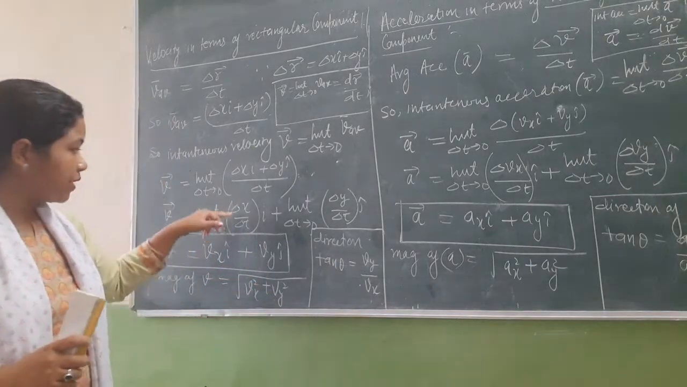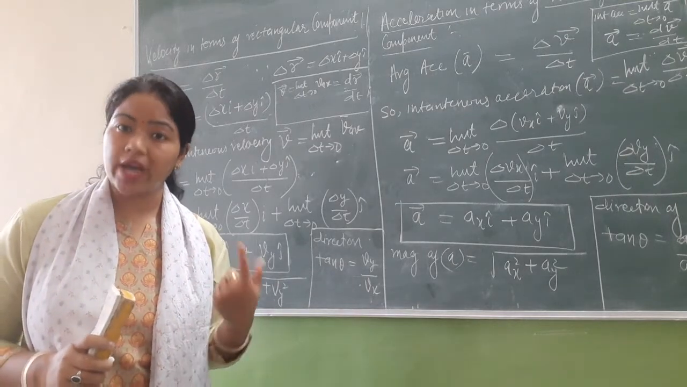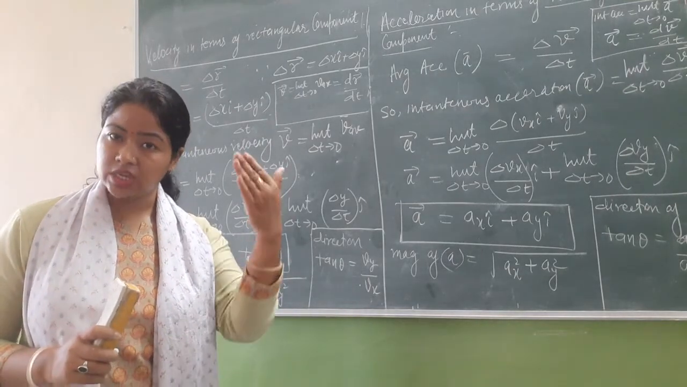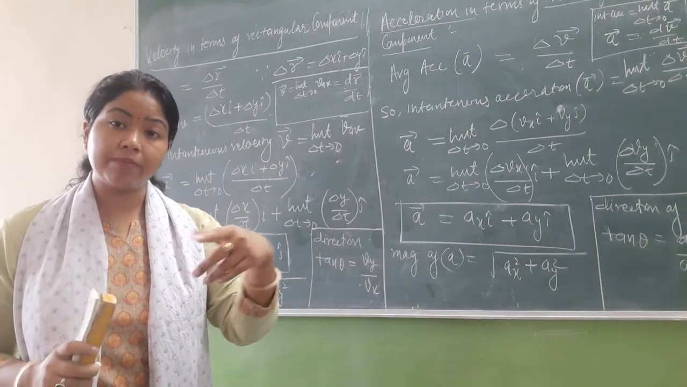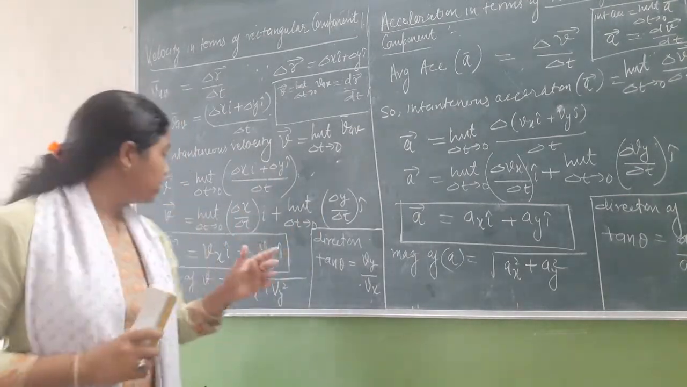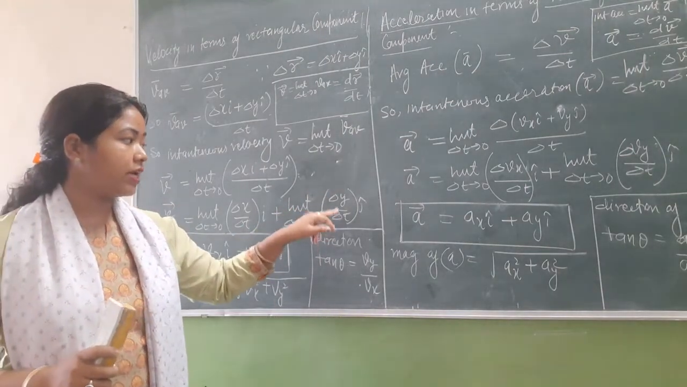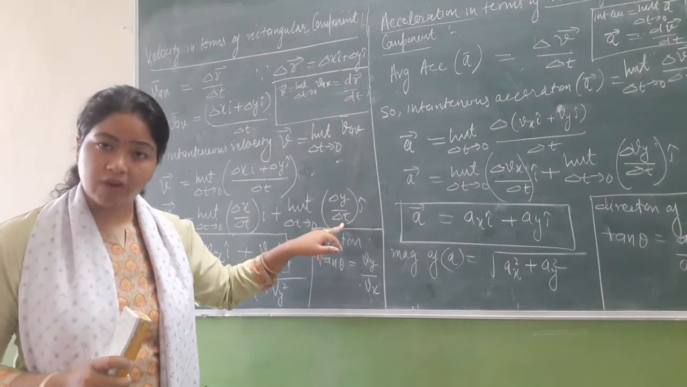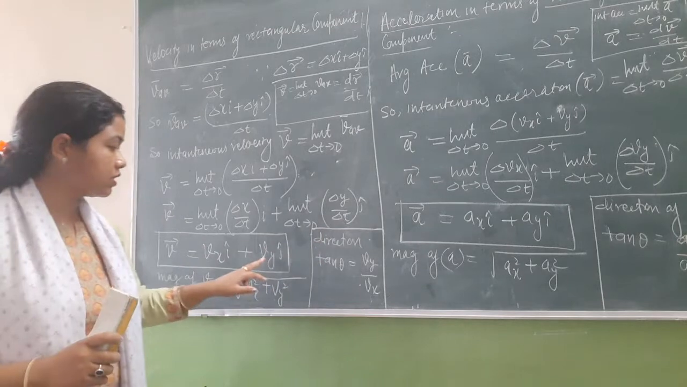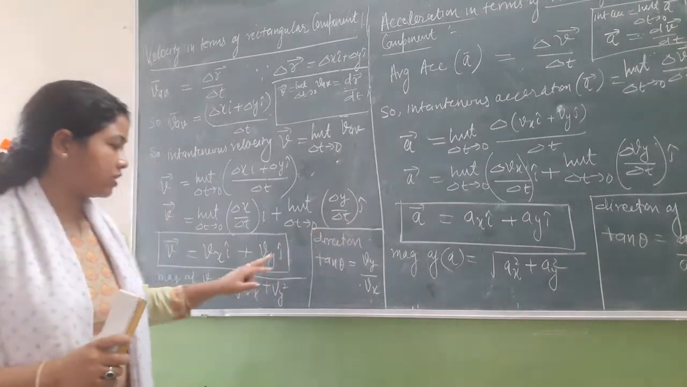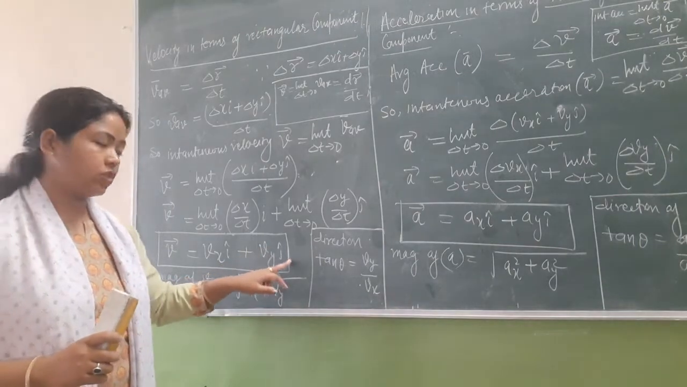What does it mean? Delta x upon delta t represents the rate of change in position along the x-axis. That will give us the velocity along the x-axis, that means the x component of velocity. So we can write vxi. Similarly, delta y upon delta t is the rate of change of position along the y-axis, which gives the y component of velocity. So we can write vyj.